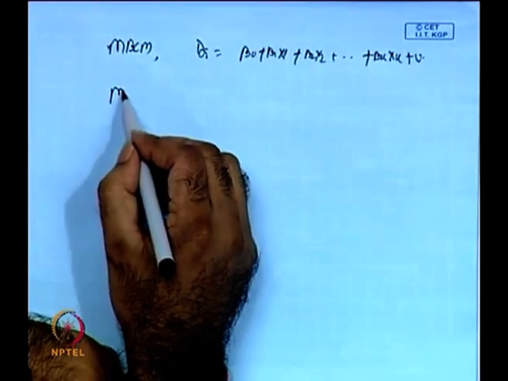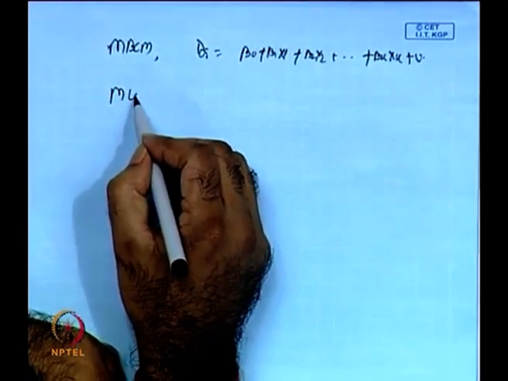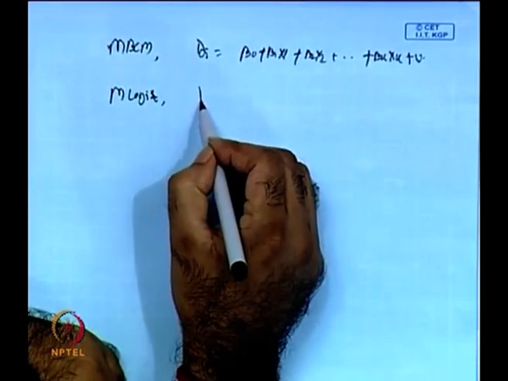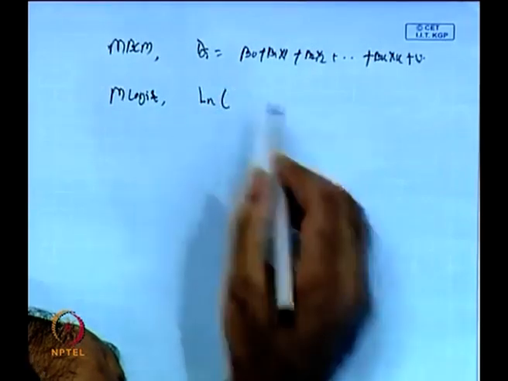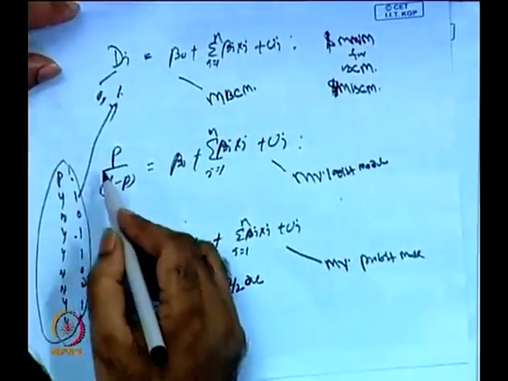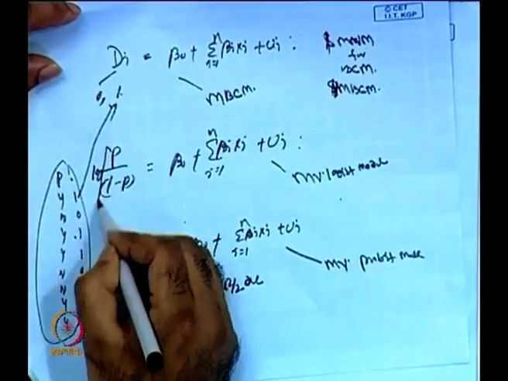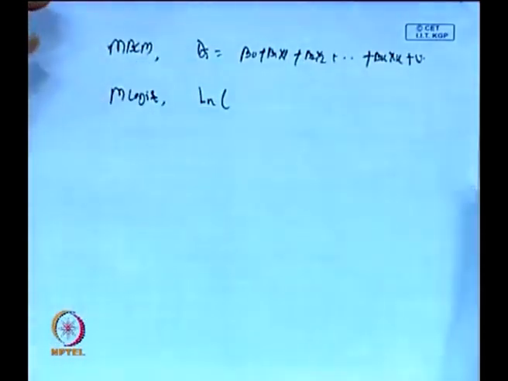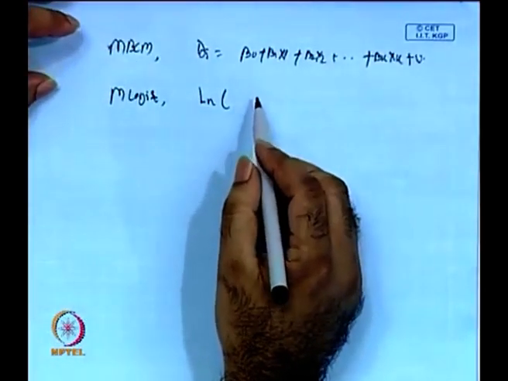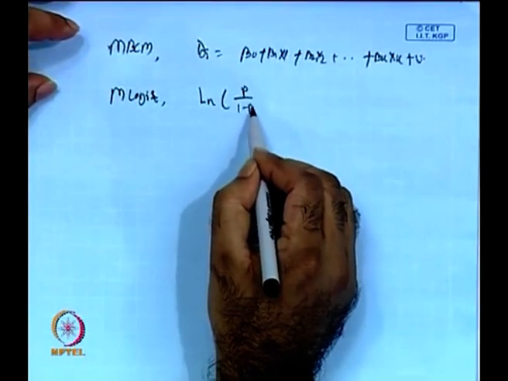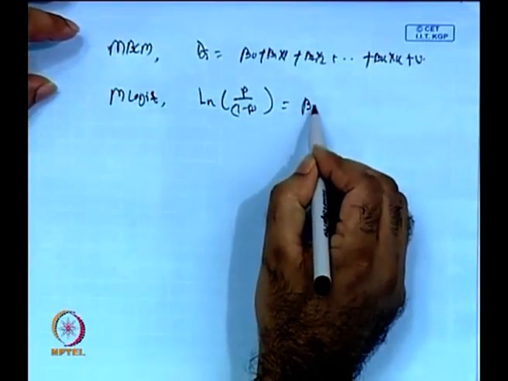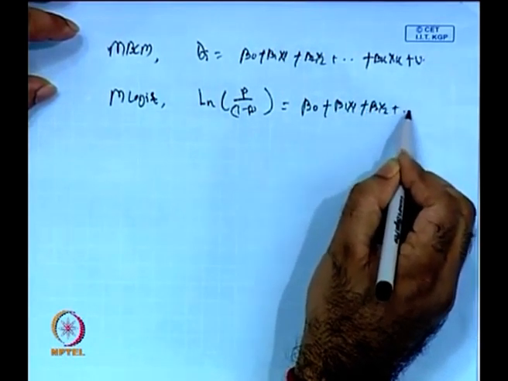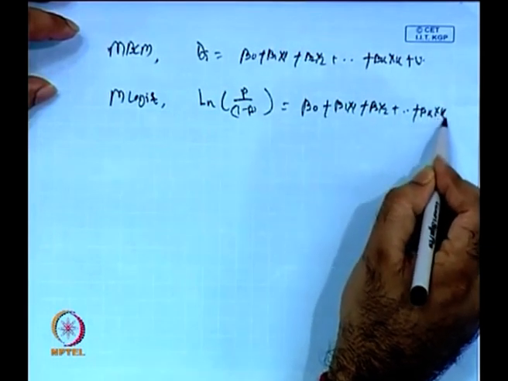And similarly, in the case of multivariate logit models, so that is ln, in fact I have made a mistake here, so it should be log. Okay, log upon this one, it has to be taken log here. So that means in the logit case, it is log of p by 1 minus p, equal to beta 0 plus beta 1 x 1 plus beta 2 x 2, continue up to beta k x k plus u.